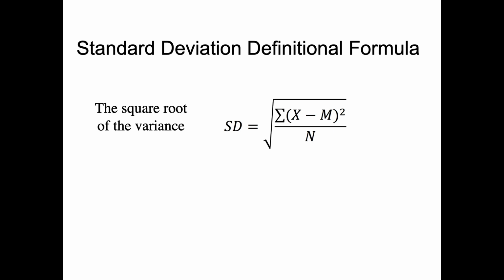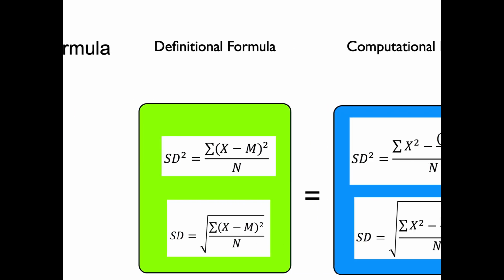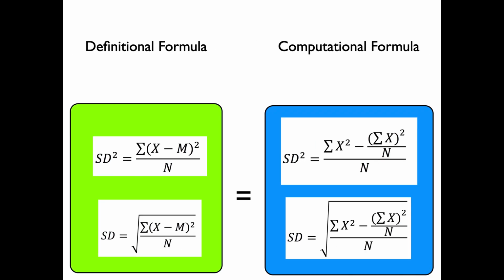It's a little bit harder to compute by hand using the definitional formula, so people have come up with variations of it using some algebra that are a little bit easier to calculate by hand. In my video, I'm also going to show you a computational example of the standard deviation and the variance. The green on the left shows the definitional formulas, the one that I gave you.